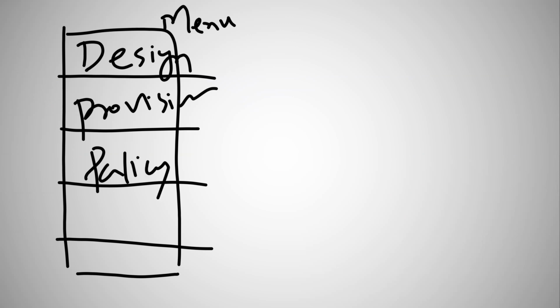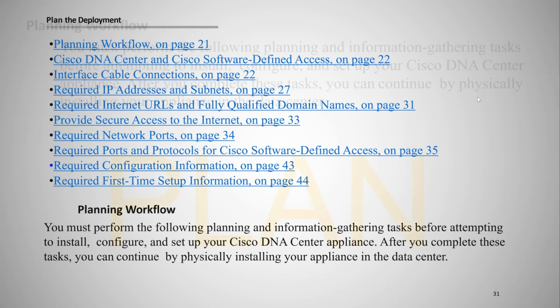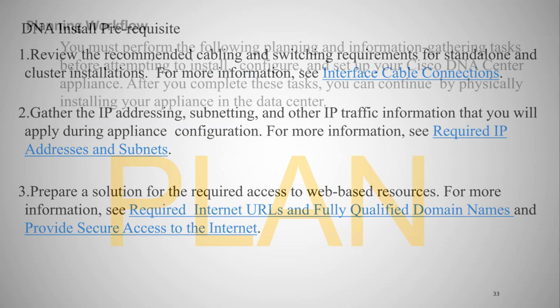Policy. Then tools. 100% right. Tools, and at least assurance. There are others as well. We will see all of those. Now, when we are talking about design, this design is nothing but what we want to plan in the network. And that's why you will see this particular slide where I put the planning workflow, right? Yeah, because that's the first step. You've got to plan.